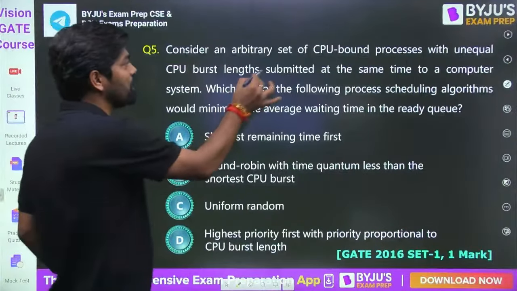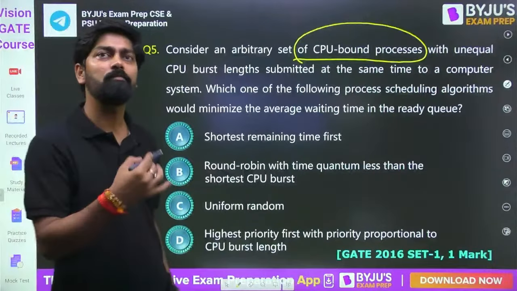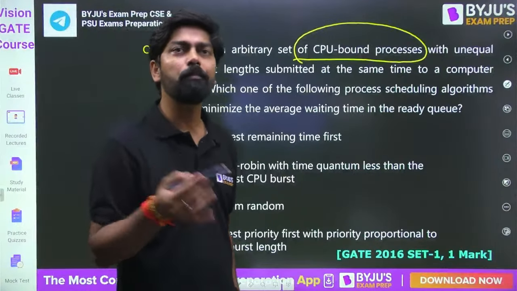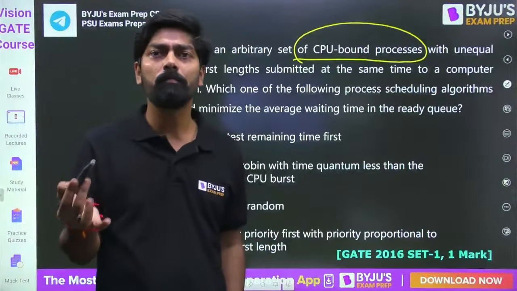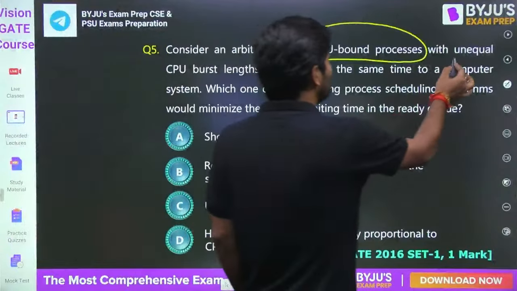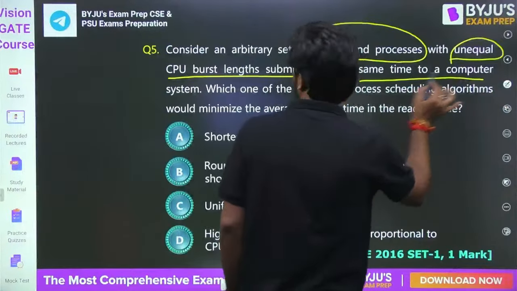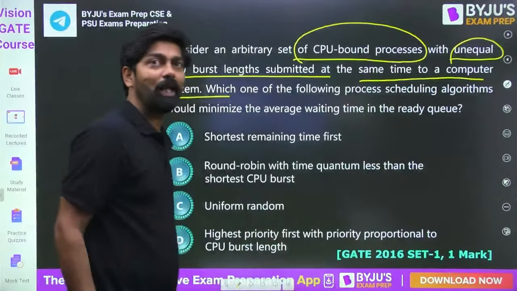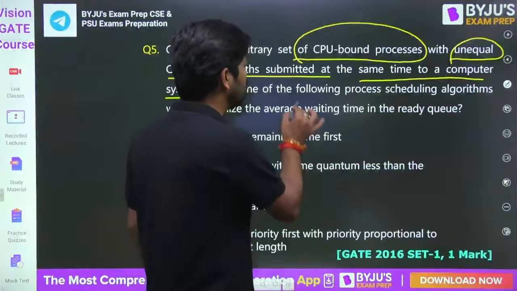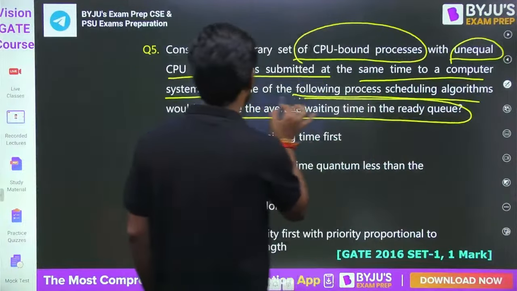So consider an arbitrary set of CPU bound processes. CPU bound processes means those processes that spend more time in the CPU. There are two types of processes, CPU bound processes and IO bound processes. The processes which spend more time in CPU are called CPU bound processes, and the processes which spend more time in IO are called IO bound processes. With unequal CPU burst length submitted at the same time to a computer system. It means all processes have arrived at the same time and the processes have different burst times. Which of the following process scheduling algorithms would minimize the average waiting time in the ready queue?